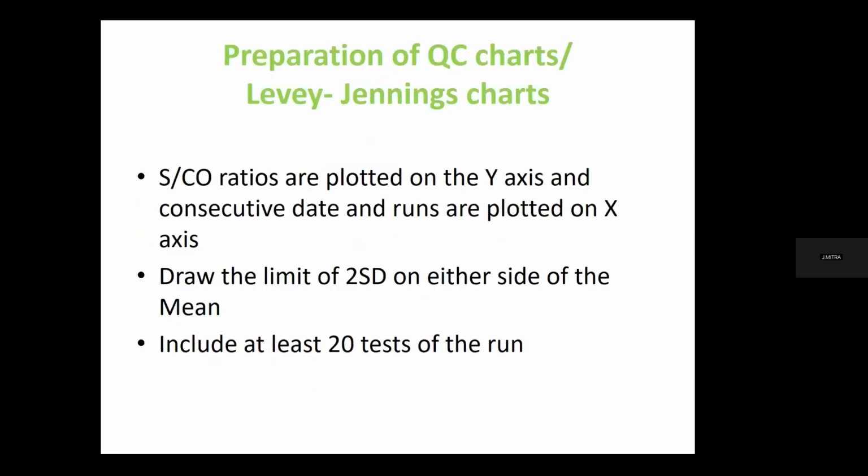So how do we validate that controls are running smoothly? We have to prepare QC charts, also called the Levy-Jennings chart, where the signal to cutoff ratios are plotted on the y-axis and the consecutive dates and runs are plotted on the x-axis. The limit is 2 standard deviations on either side of the mean. You have to calculate the mean and the standard deviation from at least 20 tests. You have to run at least 20 controls to draw the graph.